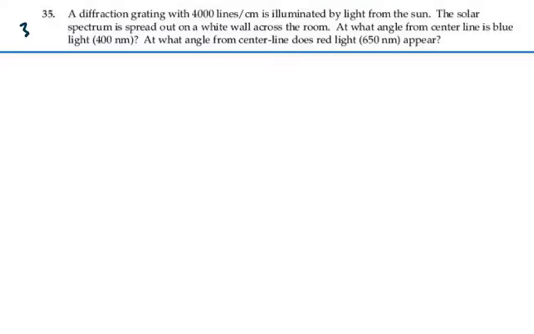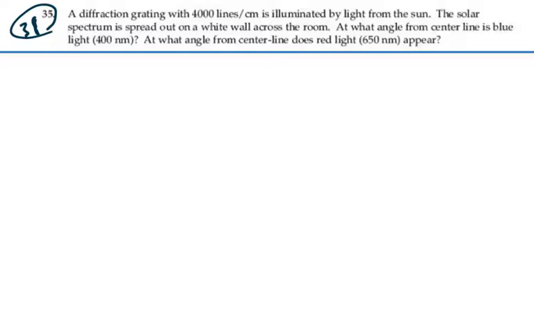Here's problem 3835. A diffraction grating with 4,000 lines per centimeter is illuminated by light from the sun. The solar spectrum is spread out on a white wall across the room. At what angle from the center line is blue light, 400 nanometers? At what angle from the center line does red light, 650 nanometers, appear?